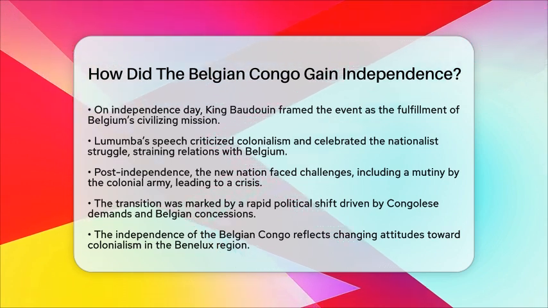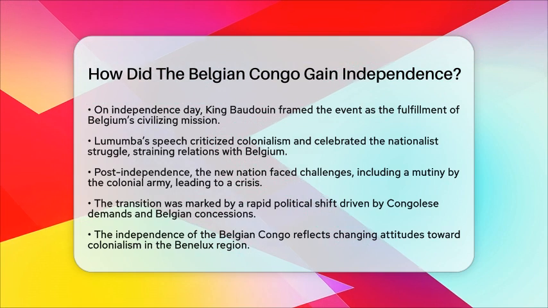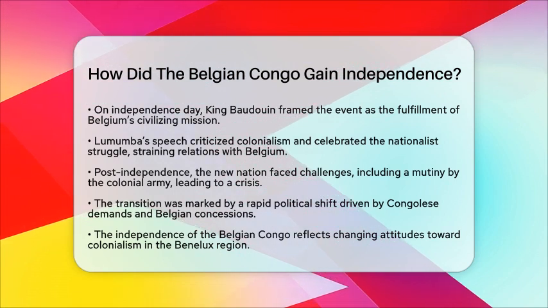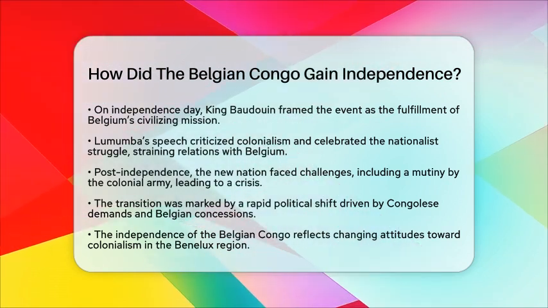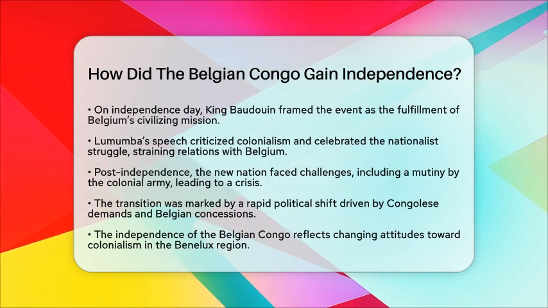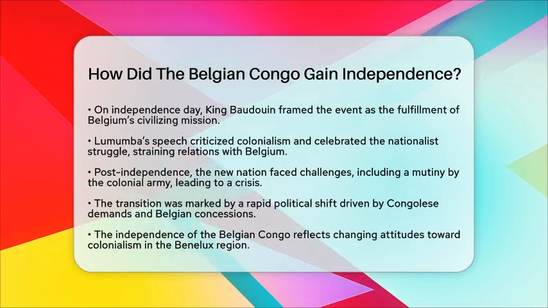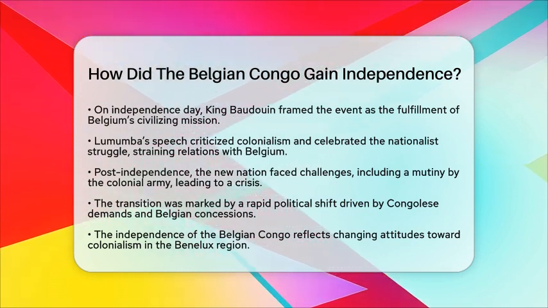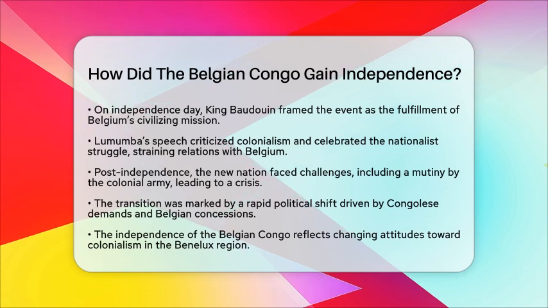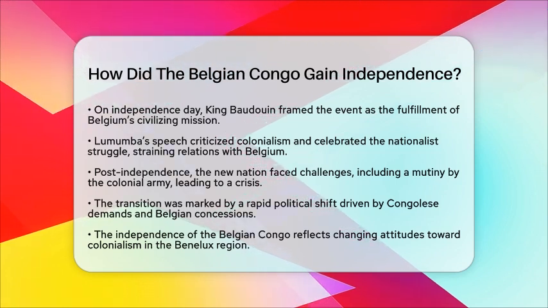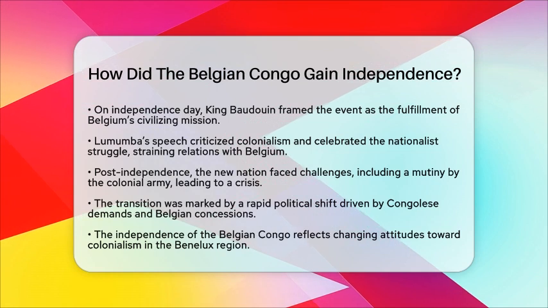Shortly after independence, the new nation faced severe challenges, including a mutiny by the Force Publique, the colonial army. This turmoil plunged the country into crisis. The transition to independence was marked by a rapid political shift driven by Congolese demands and Belgian concessions under pressure.